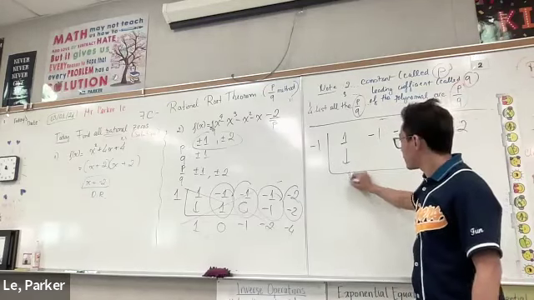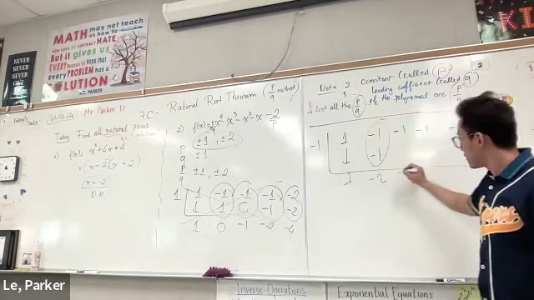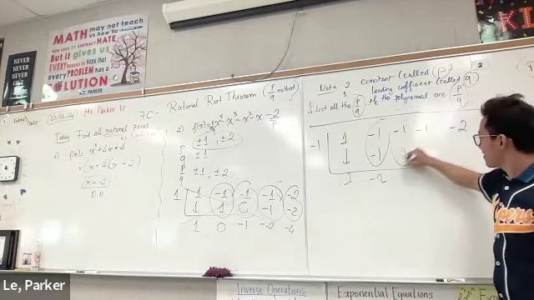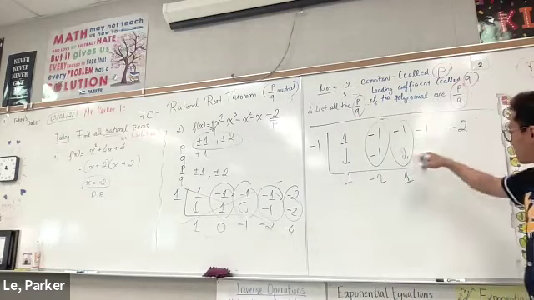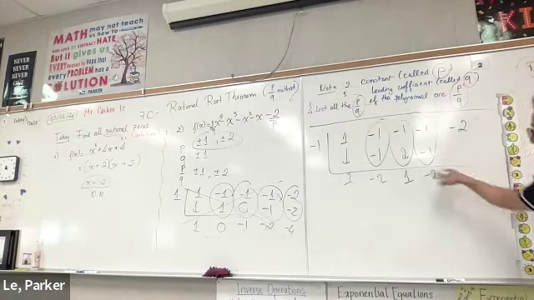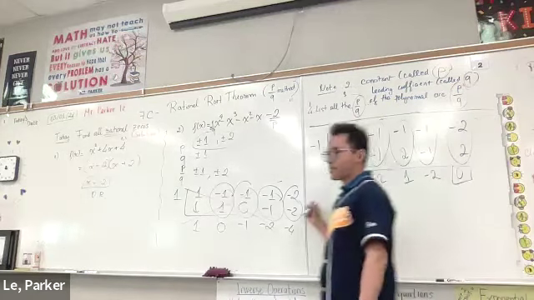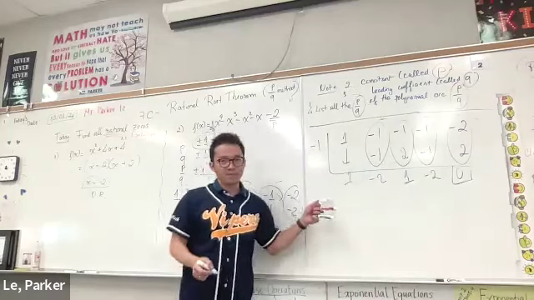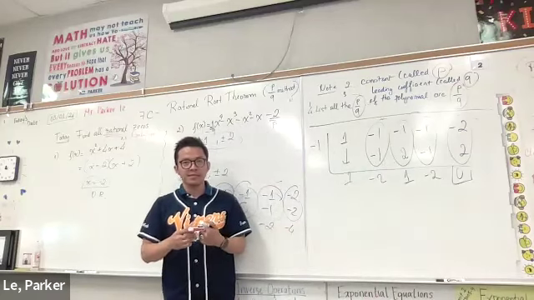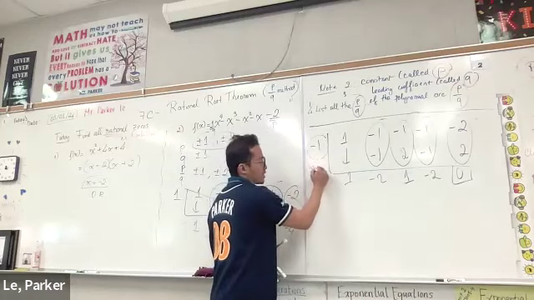So you bring down the one, you multiply with the -1, you combine them, -2, multiply with the other one, +2, you combine them, gives you 1, multiply it, -1, combine them, -2, multiply it, 2. Zero remainder. So this is the solution. So -1 is a solution, okay?